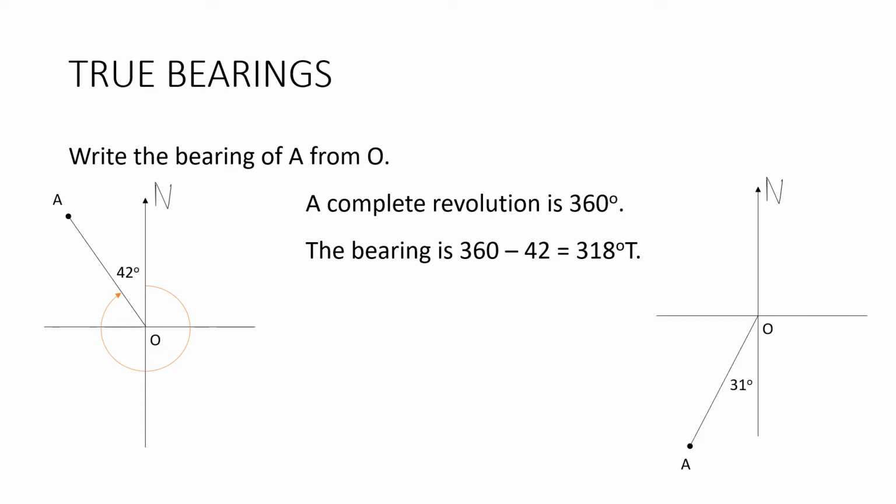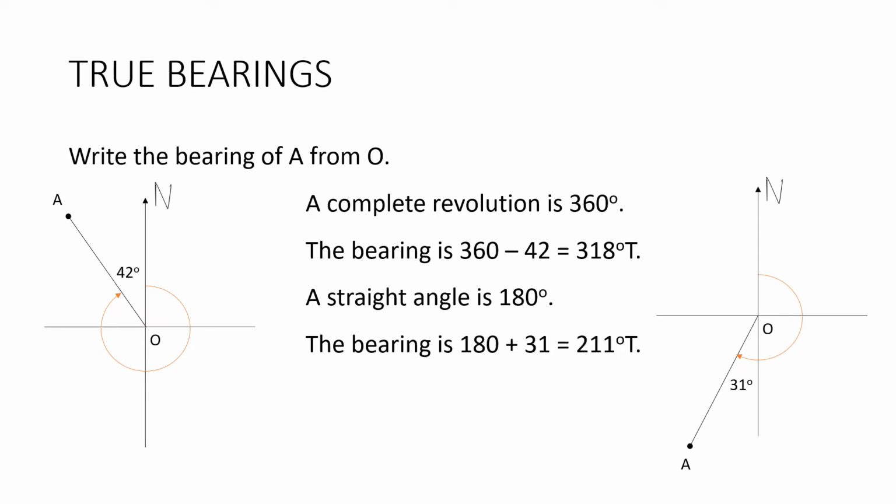Here's another one. So we want from north, clockwise direction until we hit that arm. So it's this angle. Okay, straight angle is 180 degrees. And in this case, I want to do 180 plus 31. So the bearing is 211 degrees true.